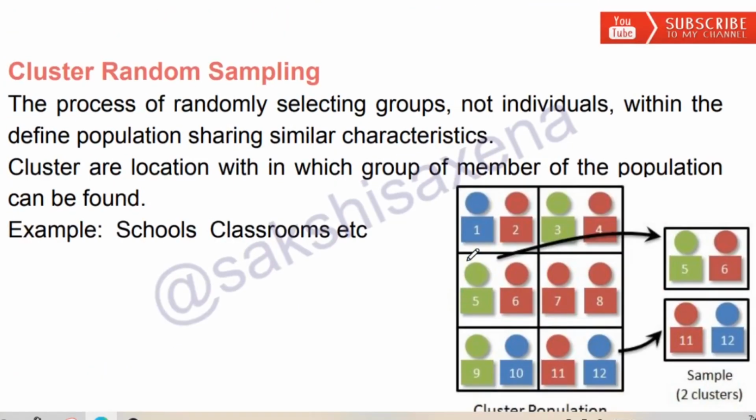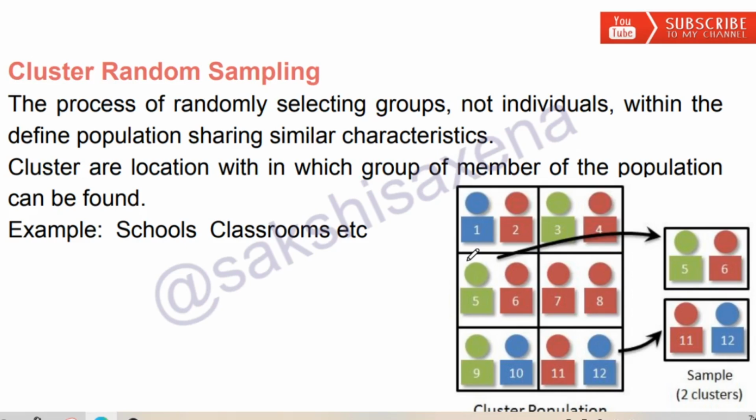The last one which we have to study today is cluster random sampling. It is the process of randomly selecting groups, not individuals, within the defined population sharing similar characteristics. Here we are not selecting an individual, we are selecting a particular group which shares similar characteristics. Clusters are locations within which groups of members of a population can be found.